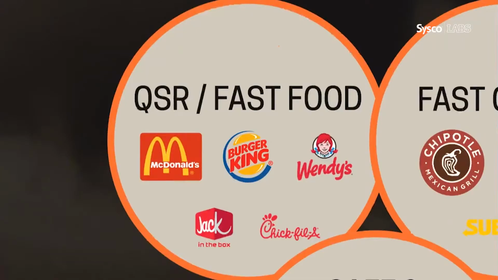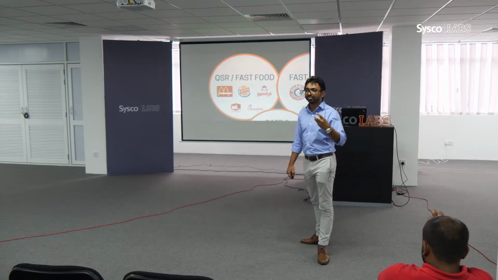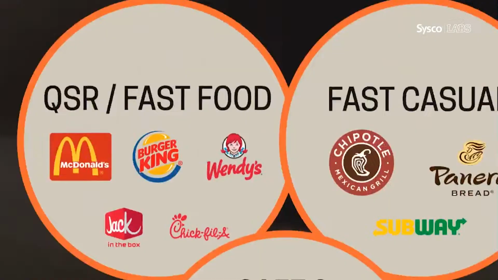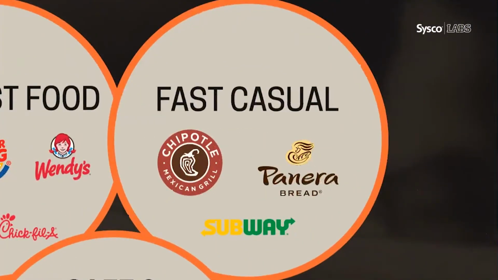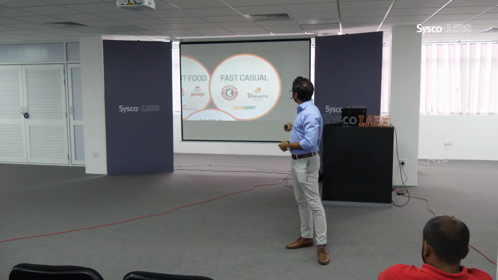What are the examples? These are some examples of different chains that are there in the US. Some of them are quite familiar, right? McDonald's and Burger King, they're here as well. These are chain restaurants which offer fast food. Whereas fast casual is where you have a little more menu choices, maybe a little more modifiers, maybe cooked in a more open sort of kitchen where you can see what's going on. And Subway, again, something that we can relate to.